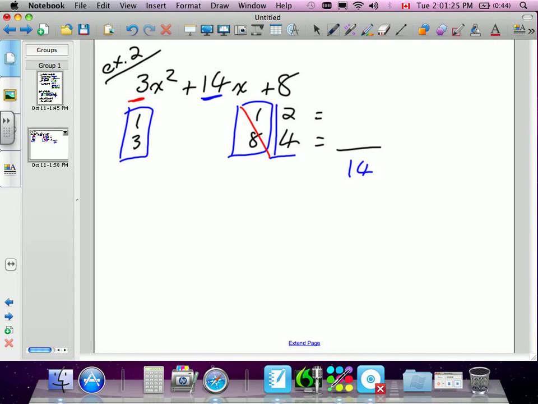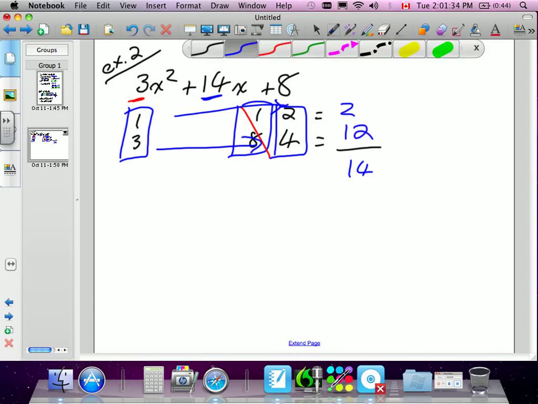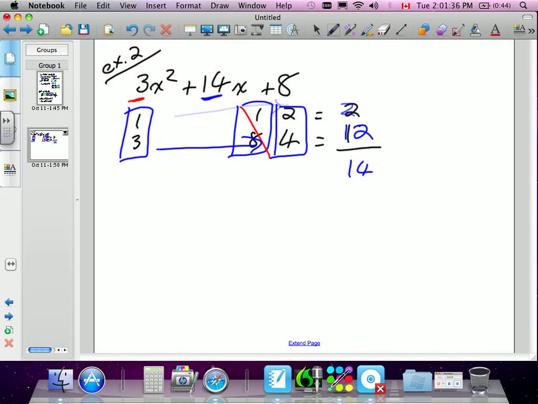Let's try our second column. 1 times 2 and 3 times 4. Does that work? Yes, that works perfectly. So we have 2 and 12. We know that 2 and 12 add up to 14, so they work. So our numbers in the column are going to be the last terms in the brackets.